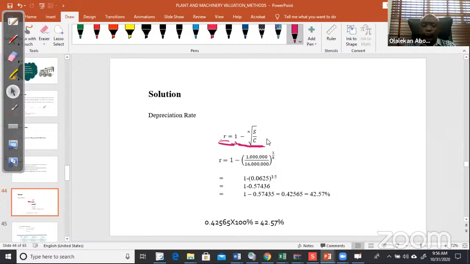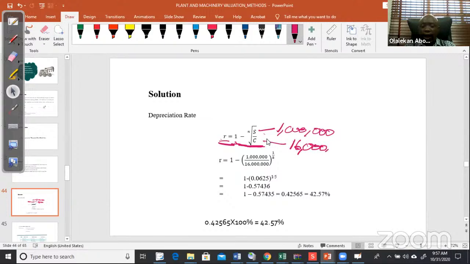Okay, so now our S is our scrap value, which is given as 1 million, right? And our C is the cost, the original cost of the asset, not the historic cost. So I guess we understand the difference between original cost and historic cost.